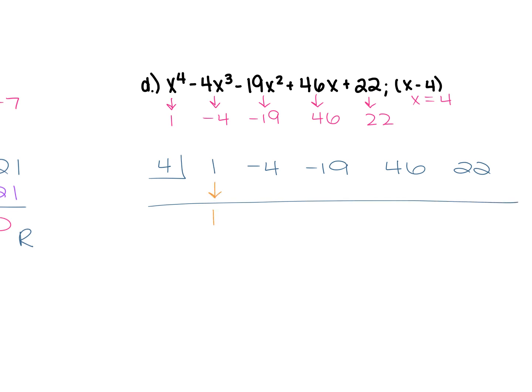Your 1 drops down. 1 times 4 is 4. Add that with the negative 4. That gives you 0. 0 times 4 is 0. Add that with the negative 19. That gives you negative 19. Your negative 19 times 4, you have 9 times 4, which is 36. Then 1 times 4 plus 3 is 7. It's going to be negative. From here, you subtract those, you get negative 30. Negative 30 times 4 is negative 120.